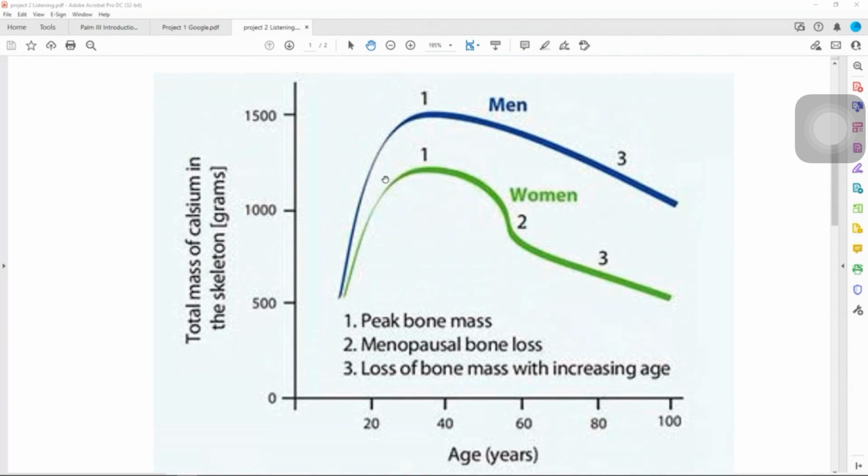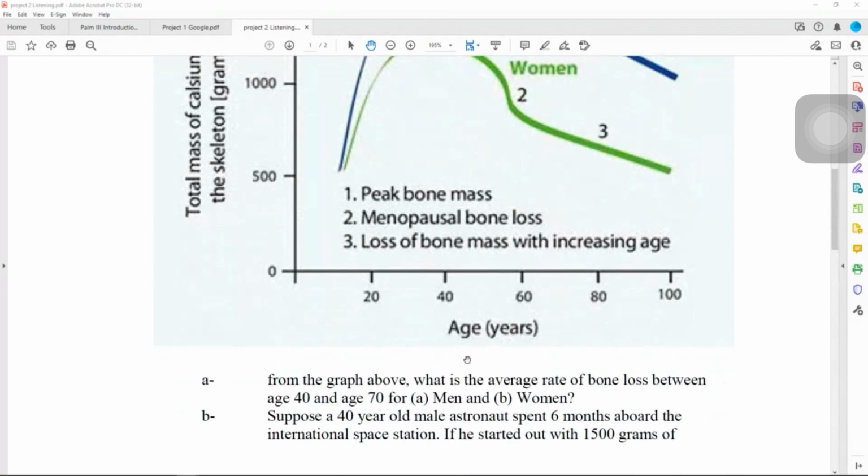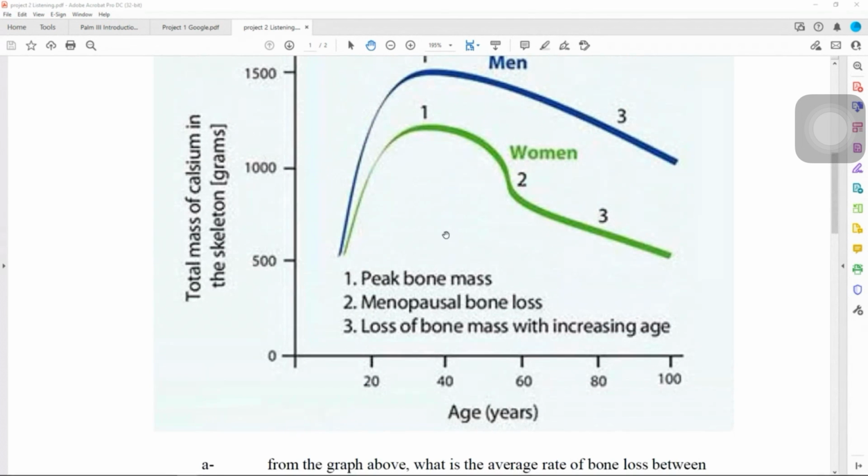I mean, if you say that this is 1300 at this point, then I say, okay, are you sure you're looking at the same graph, right? So you have to be careful that your estimates are estimates, but they cannot be too far off. So the first question here says: from the graph, what is the average rate of bone loss between age 40 and age 70 for men and women?